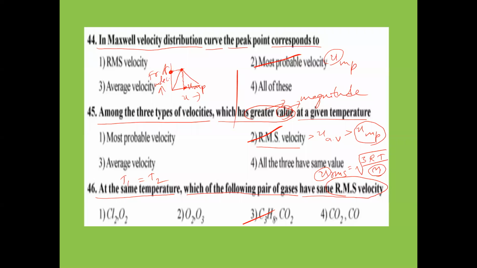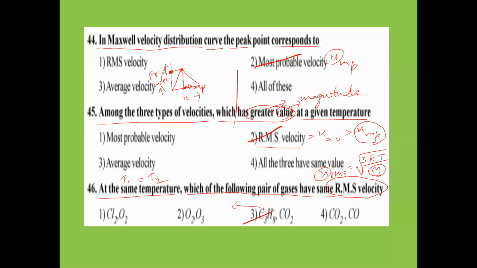So when these two gases have the same RMS velocity, it means the 3RT value is the same for both gases, because the temperature of the first gas is equal to the temperature of the second gas. If the molecular mass of the two gases is also the same, the RMS velocity of the first gas will become equal to the RMS velocity of the second gas. So what we have to check here is the gram molecular masses.